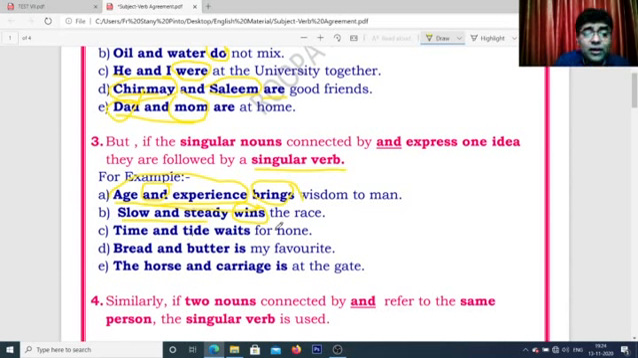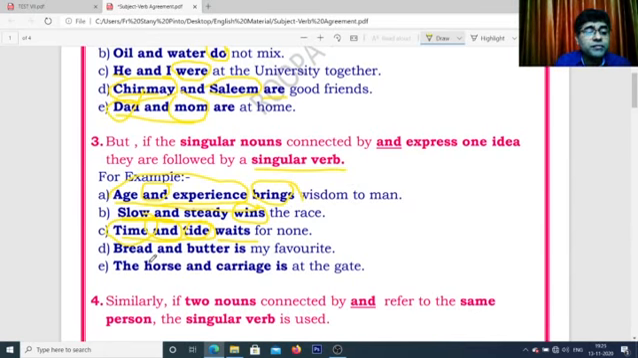Time and tide waits for none. You see here, time and tide, though these are two different things. Time is different and tide is different, and they are connected with this one conjunction and, but the verb used is third person singular, waits for none. But remember, time and tide is always considered as one singular idea. In such cases, a singular verb is used.